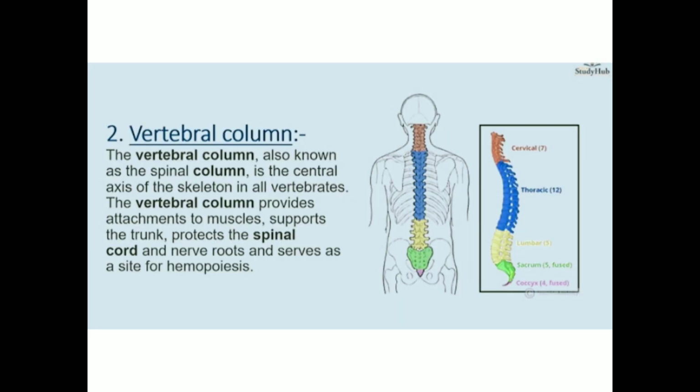The second part of the axial skeleton is the vertebral column. The vertebral column, also known as the spinal column, is the central axis of the skeleton in all vertebrates. The vertebral column provides attachment to muscles, supports the trunk, protects the spinal cord and the nerve roots. These are the parts of the vertebral column: cervical, thoracic, and lumbar. The cervical has 7 vertebrae, the thoracic 12 vertebrae, the lumbar 5, the sacrum 5, and the coccyx 4 fused. Okay, that's the vertebral column.